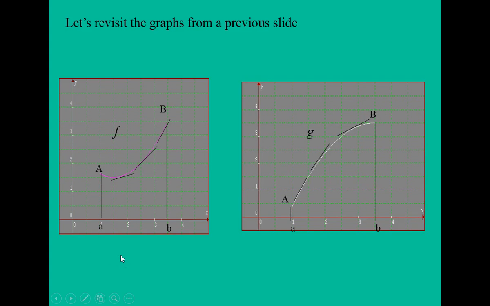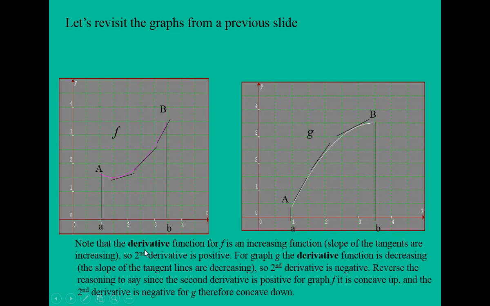Looking at the graphs from the previous slide, note that the derivative function for f is an increasing function. The slopes of the tangent lines are increasing, so the second derivative is positive. For the graph of g, the derivative function is decreasing. The slopes of the tangent lines are decreasing, so the second derivative is negative.